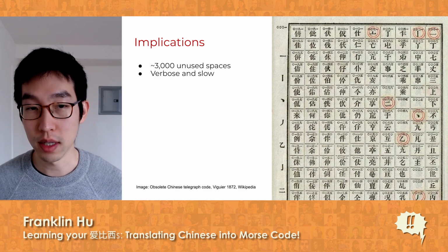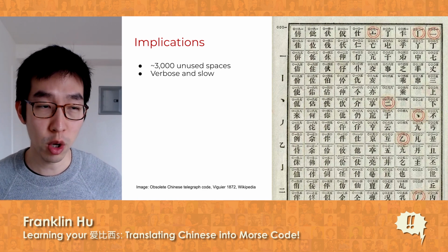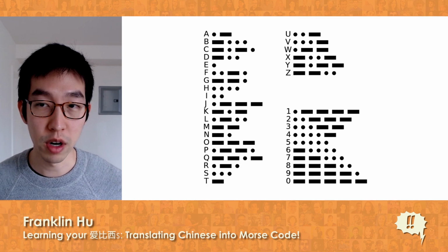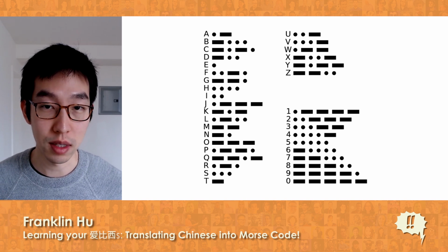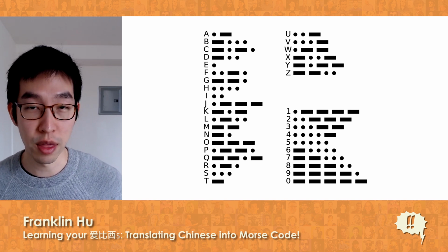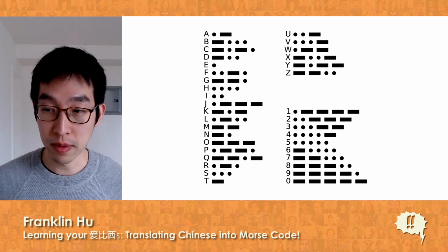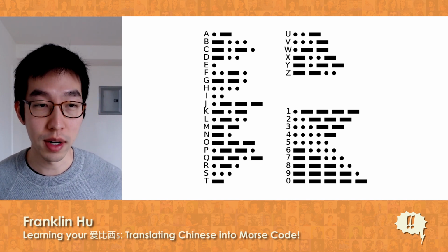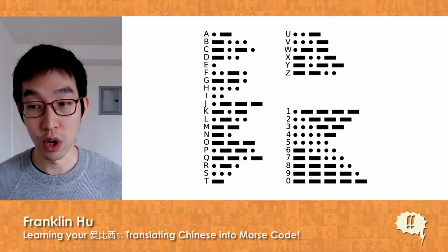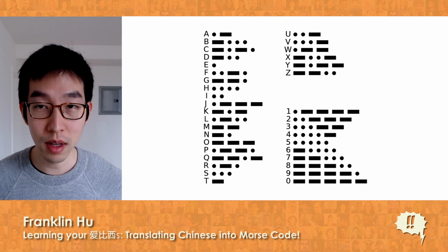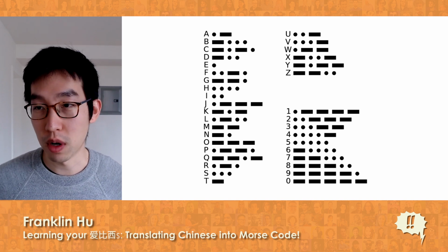The second implication is that this is actually fairly slow and verbose. So if we go back to the International Morse Code, you'll see that this is actually arranged mostly for English letter frequencies. And so E's are very common and therefore very short, whereas Y's and Z's are quite a bit longer. And digits themselves are pretty long. If you're trying to send a single Chinese character that is represented by 4 zeros, then you're on the hook for 20 long dashes. And telegraph messages were also priced by length, and so you would be paying for all of that.